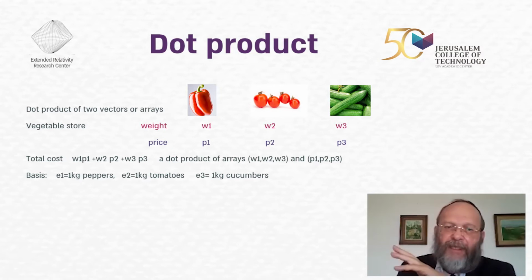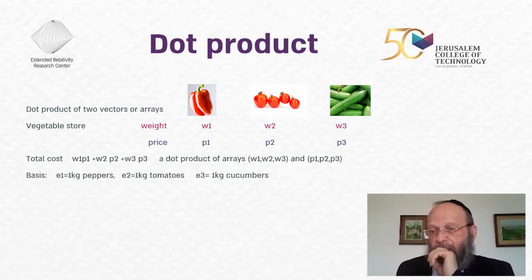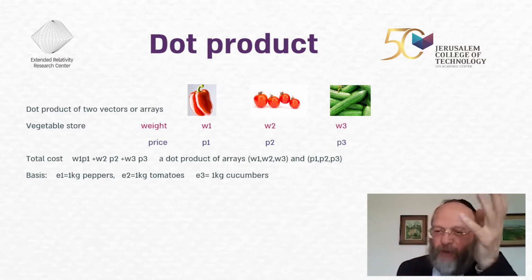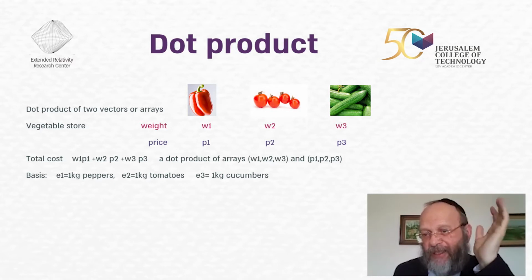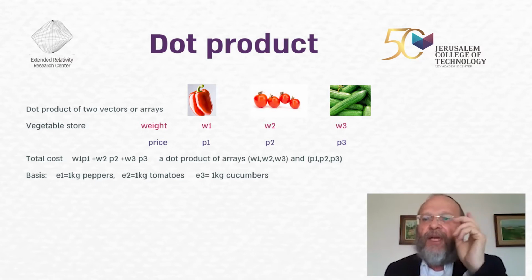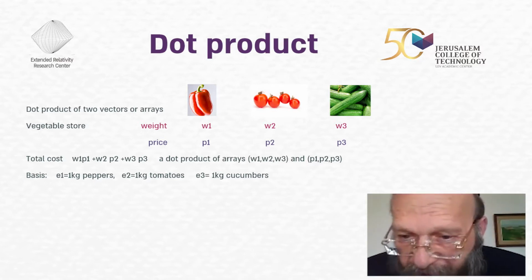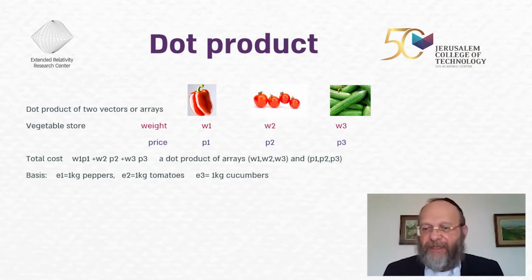Also, they behave differently if we change the basis. For instance, we decide that we don't want to work in kilograms, we want to work in pounds. So we change our basis. What will happen with the weights? The weights will get multiplied by almost 2, while the prices will get divided by 2. And the cost will remain a scalar, the same scalar.